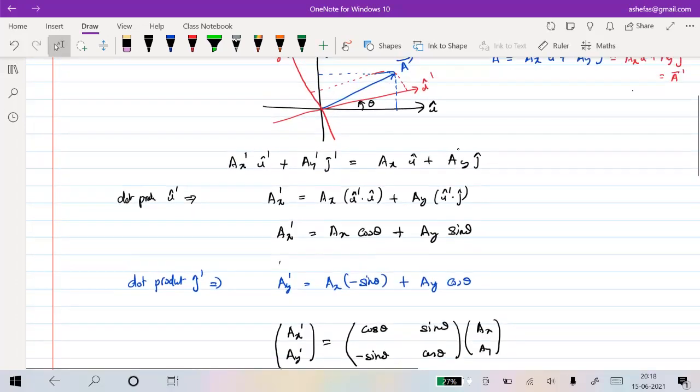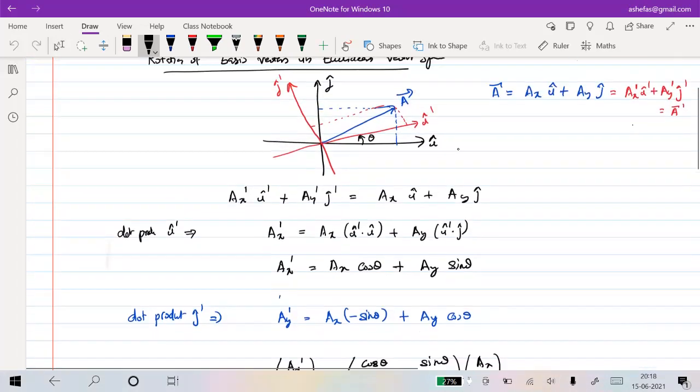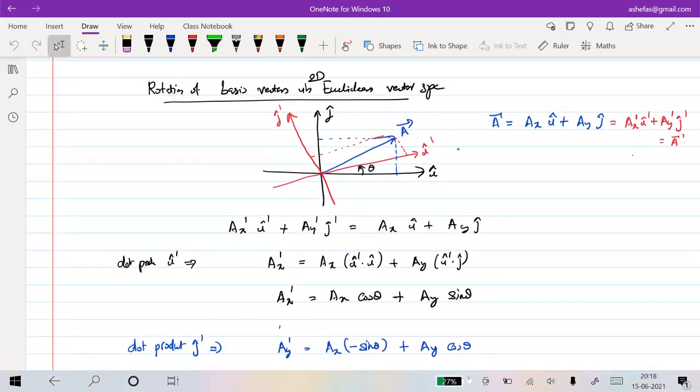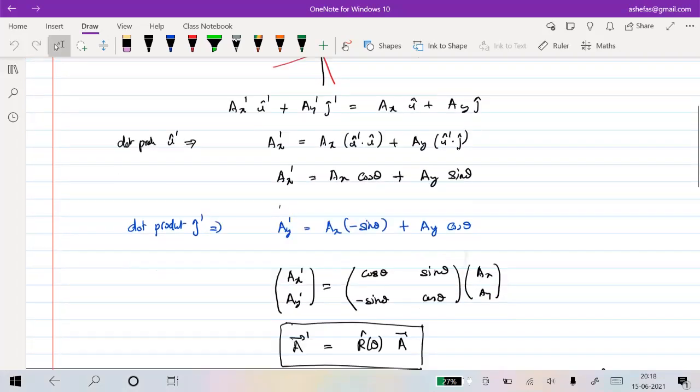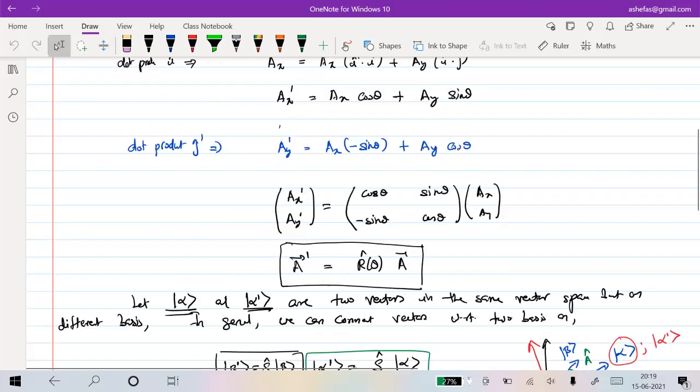So what we have started with is a simple example of a two-dimensional vector space. In two-dimensional vector space, we have just shown that the rotation of basis vectors changes the components of the vector. So if you have two bases, primed basis and unprimed basis, then the components in the primed basis and the components in the unprimed basis of the same vector are connected through this kind of matrix equation. That can be written in another way as A prime equal to RA.